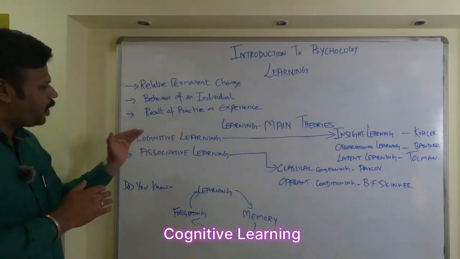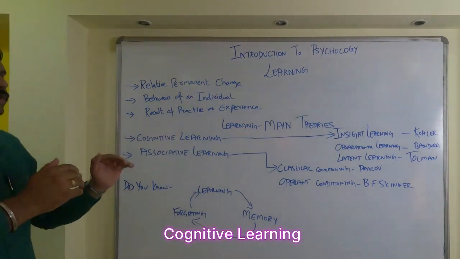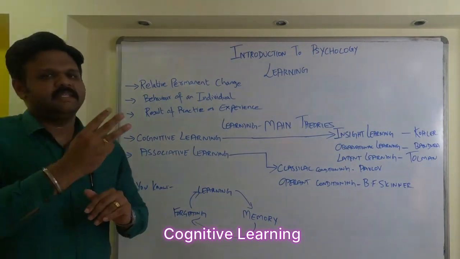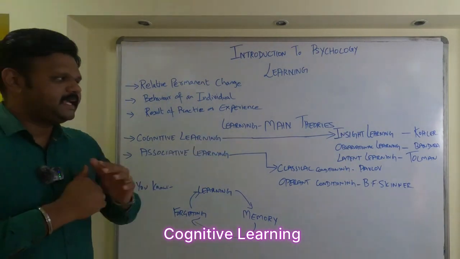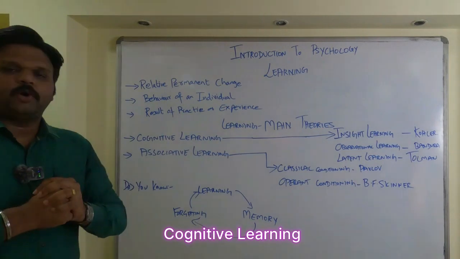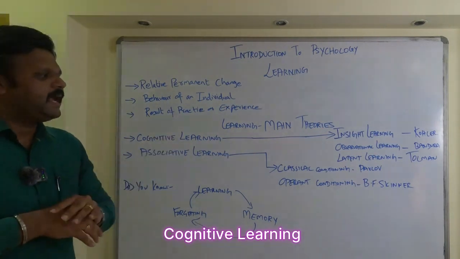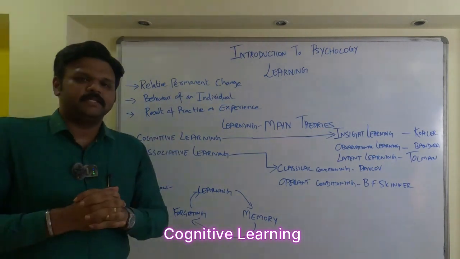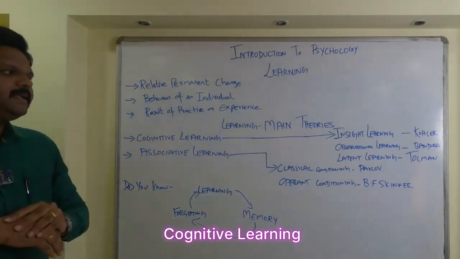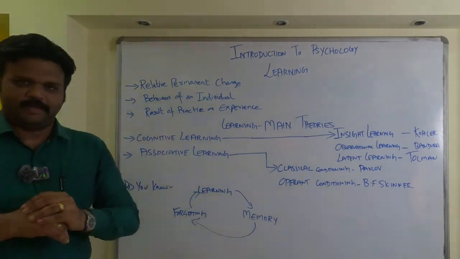Speaking about cognitive learning, it has three subtypes or three subparts within it. One is insight learning, given by a person called Kohler. Then we have observational learning, explained by a person called Bandura. And latent learning, given by a person called Tolman.